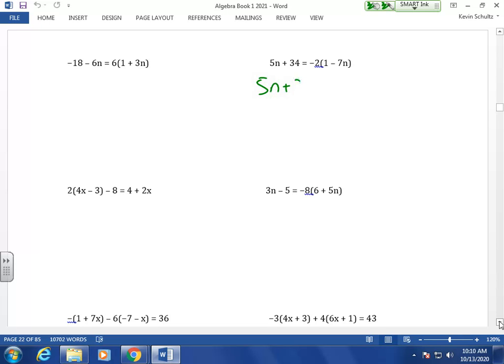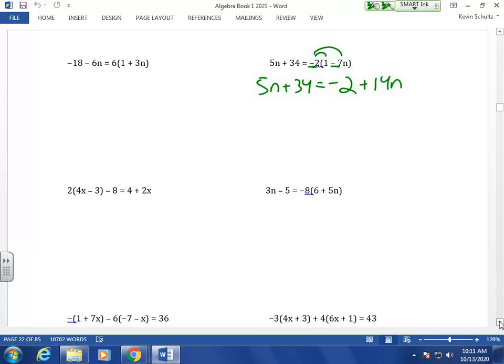So the left side I'm not going to touch right now because there's nothing I can do there. There's no like terms to combine, no parentheses. I can't move anything until I deal with what's going on the right side here. So I'm just going to bring it down. 5n plus 34. We'll deal with it later. The right side, negative 2 times 1 minus 7n. We're going to distribute. Negative 2 times 1 is a negative 2. And negative 2 times negative 7n is a positive 14n. Those negative signs, they belong to those numbers.